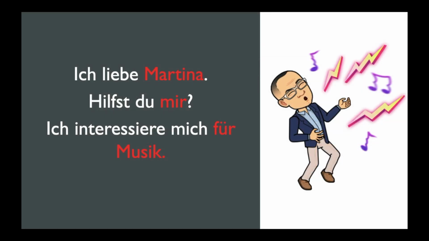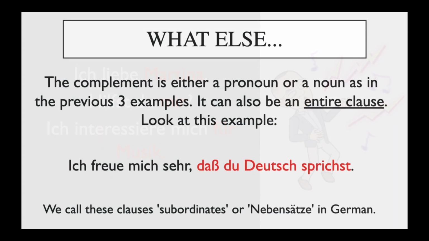Ich liebe Martina. Hilfst du mir? Ich interessiere mich für Musik. The three elements in red are complements. The first one is a name or noun, the second one is a pronoun, and the third one is a prepositional complement. The complement is either a pronoun or a noun, as we just saw, or it can be a prepositional complement. But it can also be an entire clause, like in this example.